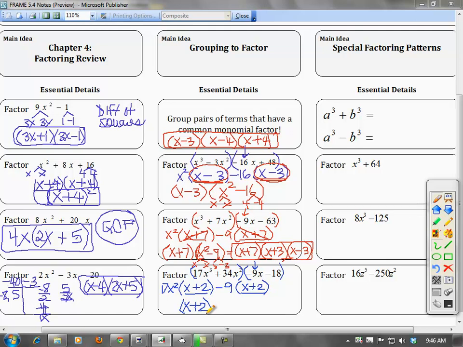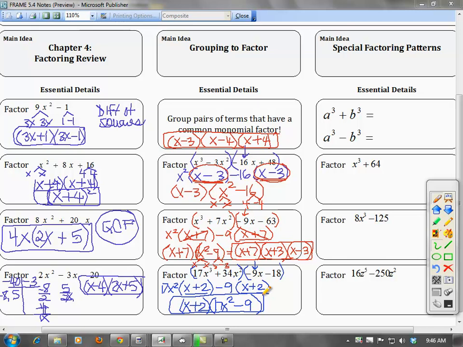And what I have left then, if I take it out of the first one, I have a 17x squared remaining. If I take it out of the second one, I have a minus 9. Let's see if we can make this pen work. X squared minus 9. And this can't be factored because 17 is not a perfect square. 9 is, but 17 isn't, so we're done here. Sometimes that'll work out where you'll factor more, sometimes you won't.